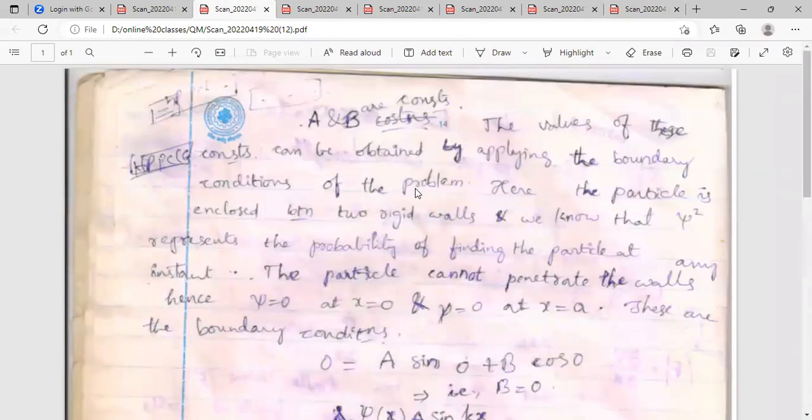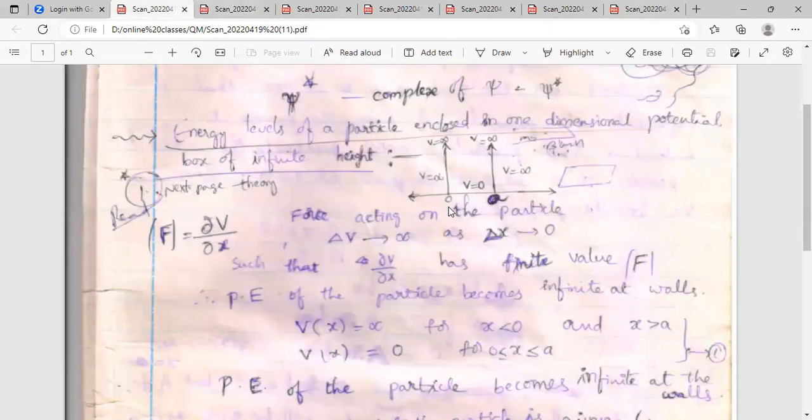Here, the particle is enclosed between two rigid walls, and we know that psi square represents the probability of finding the particle at that instant. The particle cannot penetrate the walls. Hence, psi is equal to 0 at x is equal to 0 and x is equal to a. These are boundary conditions.